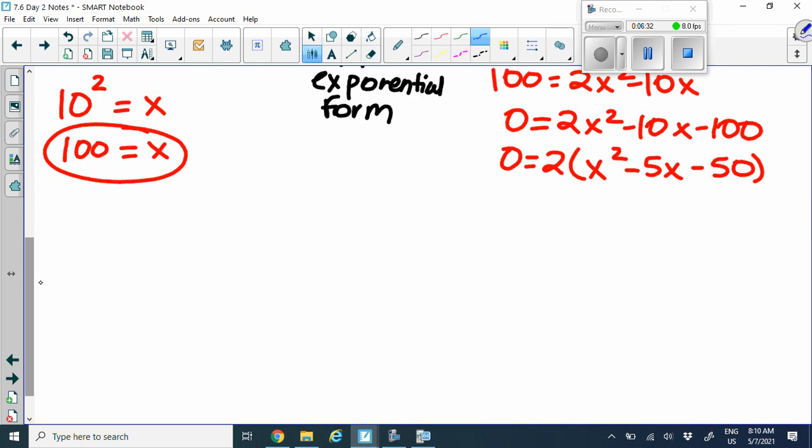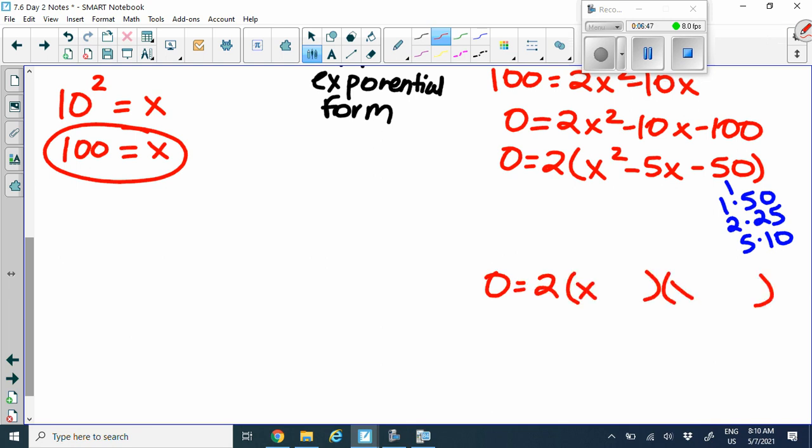Well, let's list all the numbers that multiply to 50. We got 1 and 50, 2 and 25, no 3, I don't think no 4, 5 and 10, and I think that's about it. So, rewriting this, my 2 sets of parentheses, I do x and x, and the reason I do that is now the a value in front of my x squared is a 1, so I can automatically do x and x.